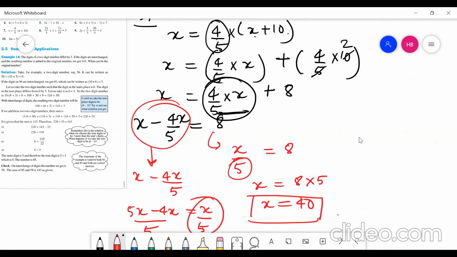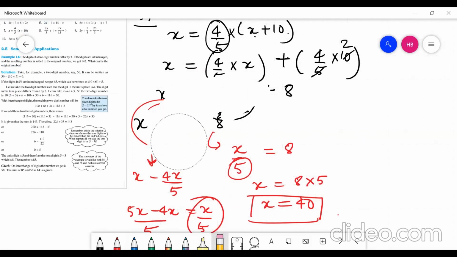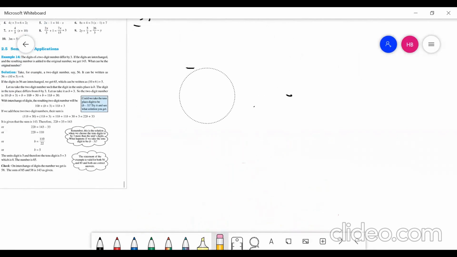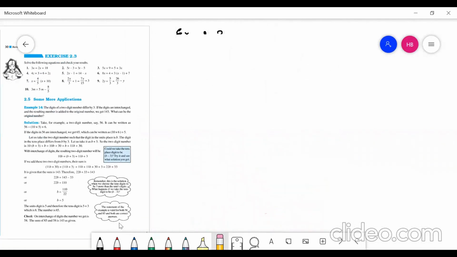Now I'm going to take another question, which is the 9th question, for you to do. And then you have to solve the entire exercise on your own. And this is your work for today. Okay. Let's do question number 9 now. 2y plus 5 by 3 is equal to 26 by 3 minus y.